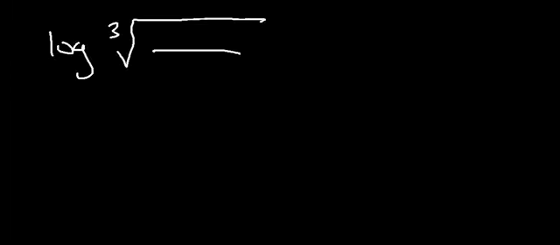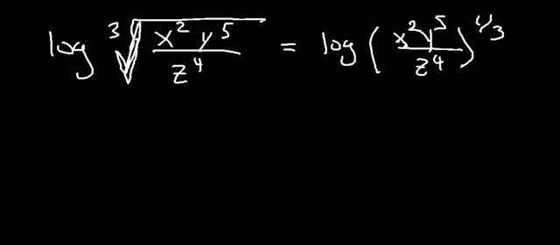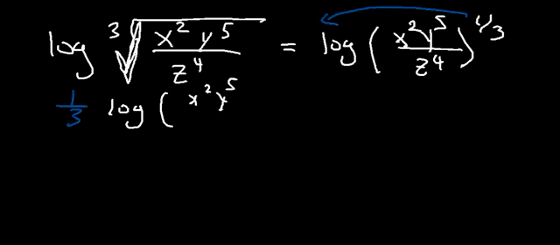So now let's throw in some square roots, some radicals. Let's make it a little bit more challenging. So let's say we have log cube root of x squared y to the fifth over z to the fourth. Now remember, this radical encompasses everything. The first thing I would do is rewrite it as log x squared y to the fifth over z to the fourth, but raised to the 1/3. And then just move the 1/3 to the front. So now we have 1/3 log x squared y to the fifth over z to the fourth.